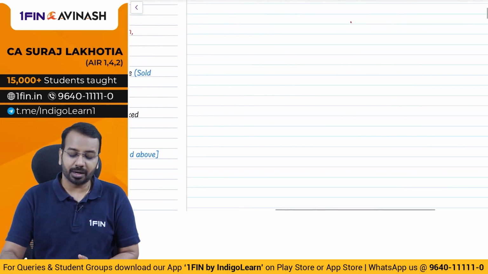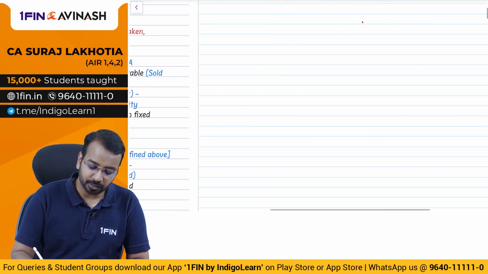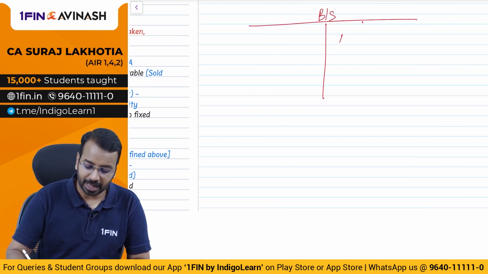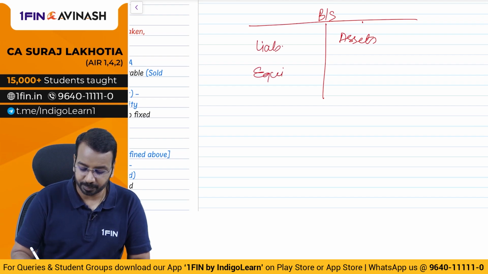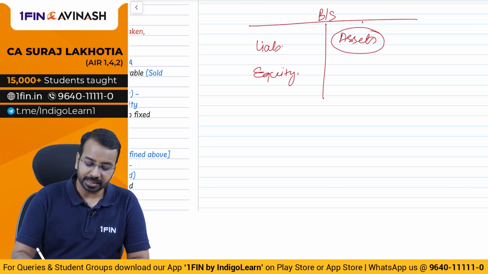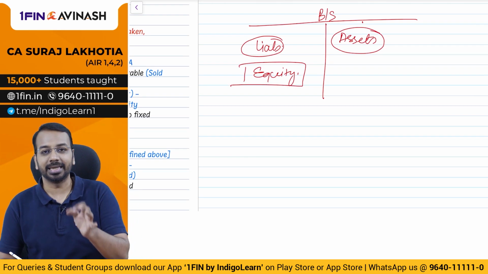Now before I jump into the topic, I want you to visualize a balance sheet in a T-shaped format where we have assets, where we have liabilities and we have equity. Whatever you realize from assets, you will pay off the liabilities, and the remaining component is called equity.